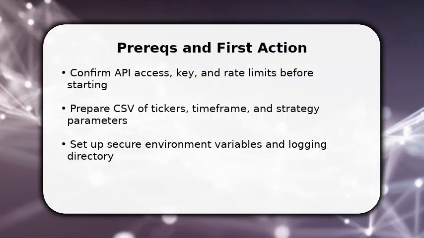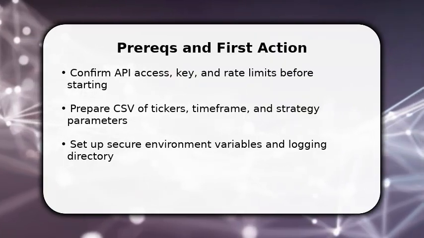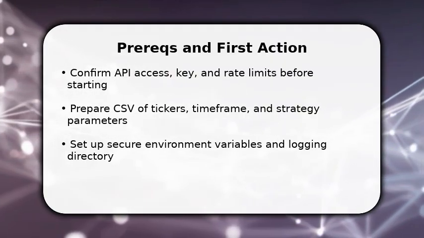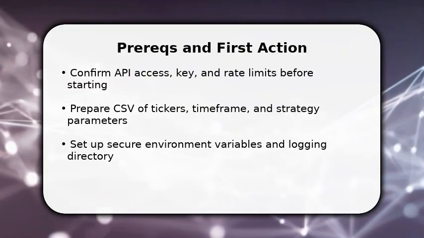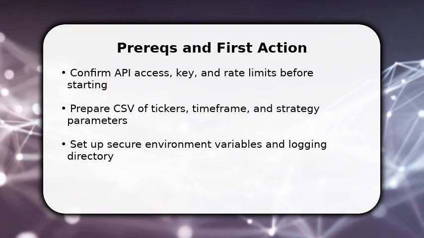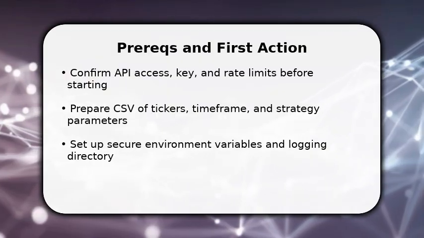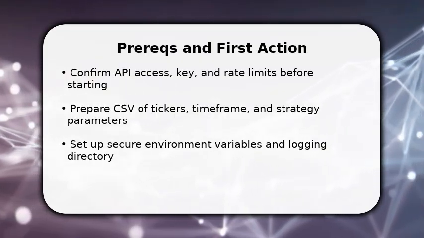You start by verifying essentials: API key, rate limits, and your account permissions. Once done, load a compact CSV with tickers, timeframe, and initial parameters so the model has concrete inputs. Make sure to store keys and environment variables and enable logging to capture prompts and responses.